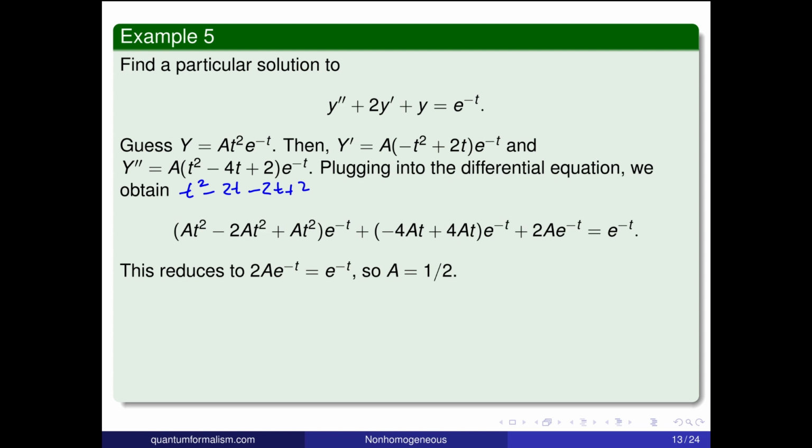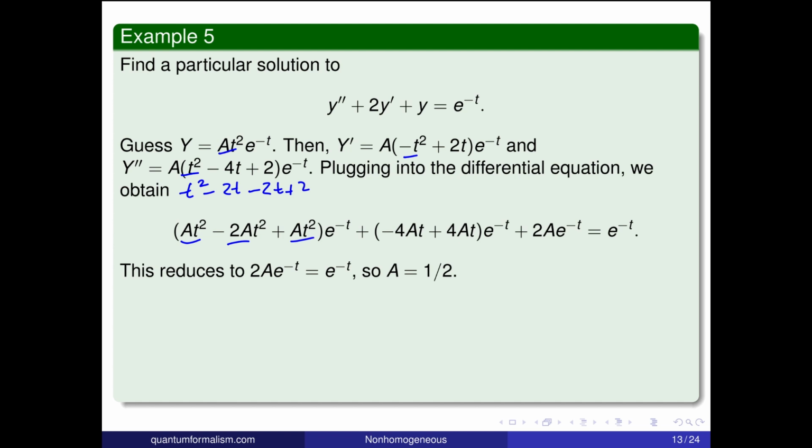All right, so we end up with a times the quantity t squared minus 4t plus 2, e to the minus t. All right, and then finally collecting the t squared e to the minus t terms, the t e to the minus t terms, and the constant times e to the minus t terms. What will we get when we plug it into the differential equation? We've got a t squared coming from the second derivative, minus 2a t squared coming from 2 times the first derivative, and a t squared coming from the function itself.